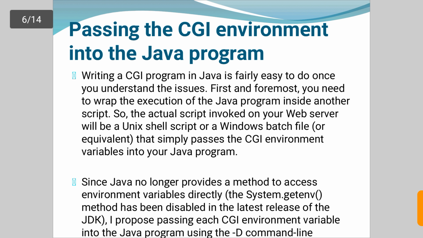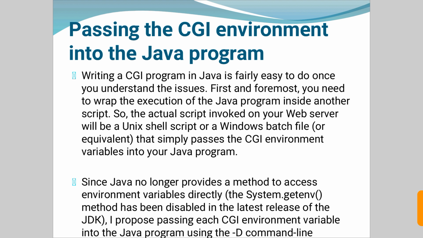Then, passing the CGI environment into the Java program. Writing a CGI program in Java is fairly easy to do once you understand the issues. First and foremost, you need to wrap the execution of the Java program inside another script, so that the actual script invoked on your web server will be a Unix shell script or a Windows batch file that simply passes the CGI environment variables into your Java program.